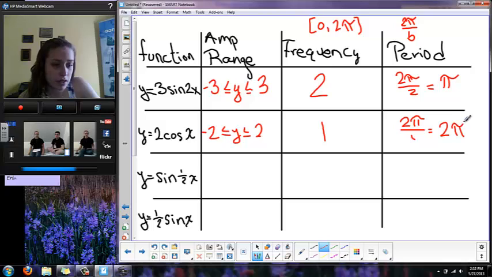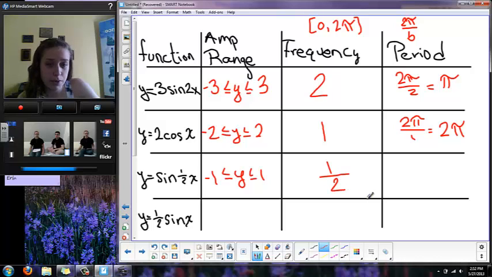2 pi radians. Okay, the amplitude for this one, my amplitude is 1, so my minimum is going to be -1 and my maximum will be a +1. My frequency is 1/2, which is kind of different. We haven't seen that as much, meaning between 0 and 2 pi I'm only going to see 1/2 of that sine curve, so just the hill part. I'm not going to see the valley.